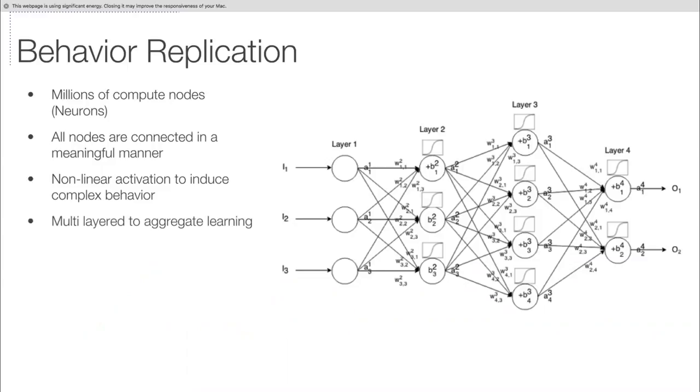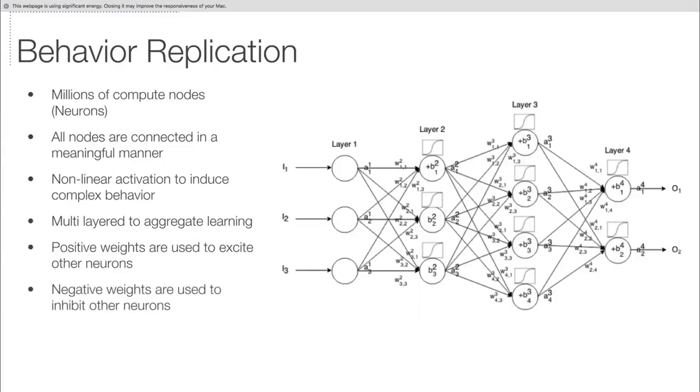Multi-layer to aggregate the learning. Positive weights should excite other neurons as you go forward. Negative weights should diminish or inhibit other neurons as you go forward. Activating or deactivating the neurons actually establishes neural pathways. So we should find some way to send positive information forward or negative information forward. Everything's math, right? Chemical structures, electrical signals, everything's math.